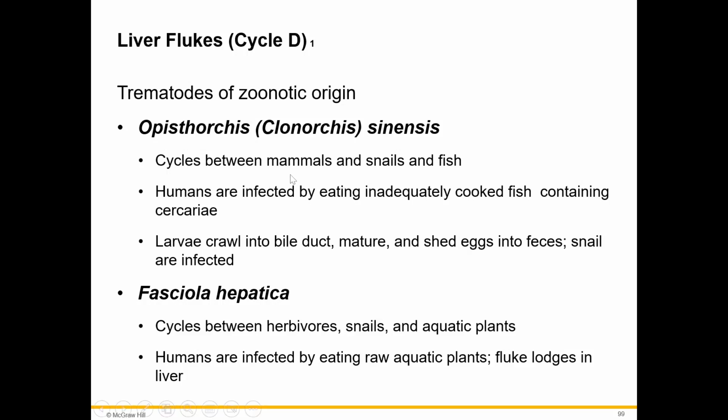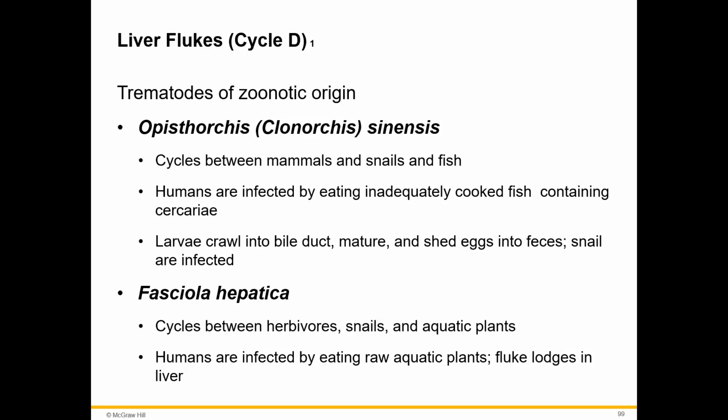But cycles occur between mammals, snails, and fish, okay? Humans, we get infected by eating fish that's kind of raw, and this is where you have people get that kind of stigma of not wanting to eat sushi. But I mean, if you're getting sushi from clean places, it's okay. You know where the fish came from. HEB sushi, I love you. Okay. But yeah, inadequately cooked fish will contain these cercariae, right?